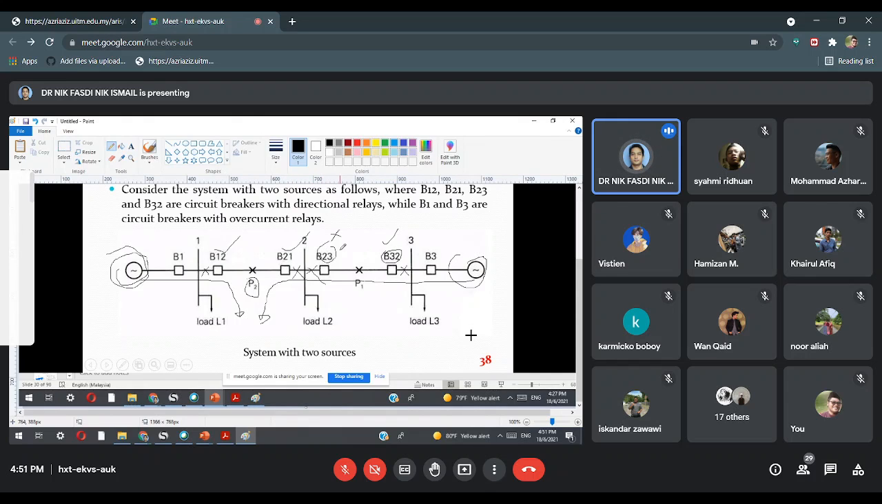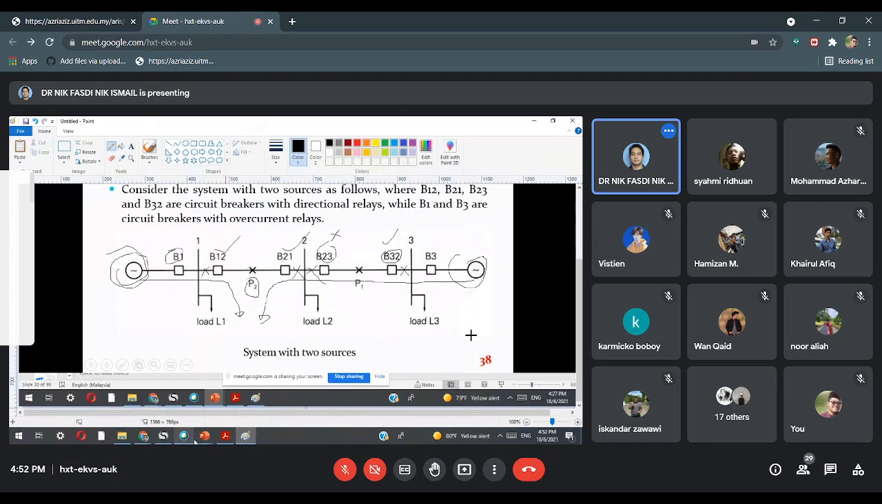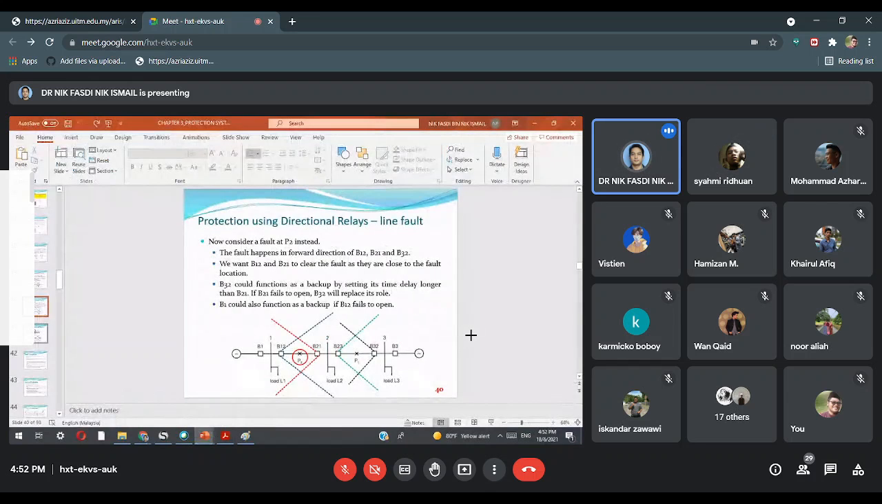Ini tak boleh sebab dia reverse. Tak valid. So ada dua lah kat sini untuk source ni. Satu yang this one, second one this one. So this is the backup. Ini pun boleh jadi backup juga, tak ada masalah. Alright. Kalau untuk case ni, kalau this one fail to open, ini akan backup dia. B1 could also function as backup if B2 fails to open. So boleh nampak ke? Semua faham? Alhamdulillah. Okay, good.